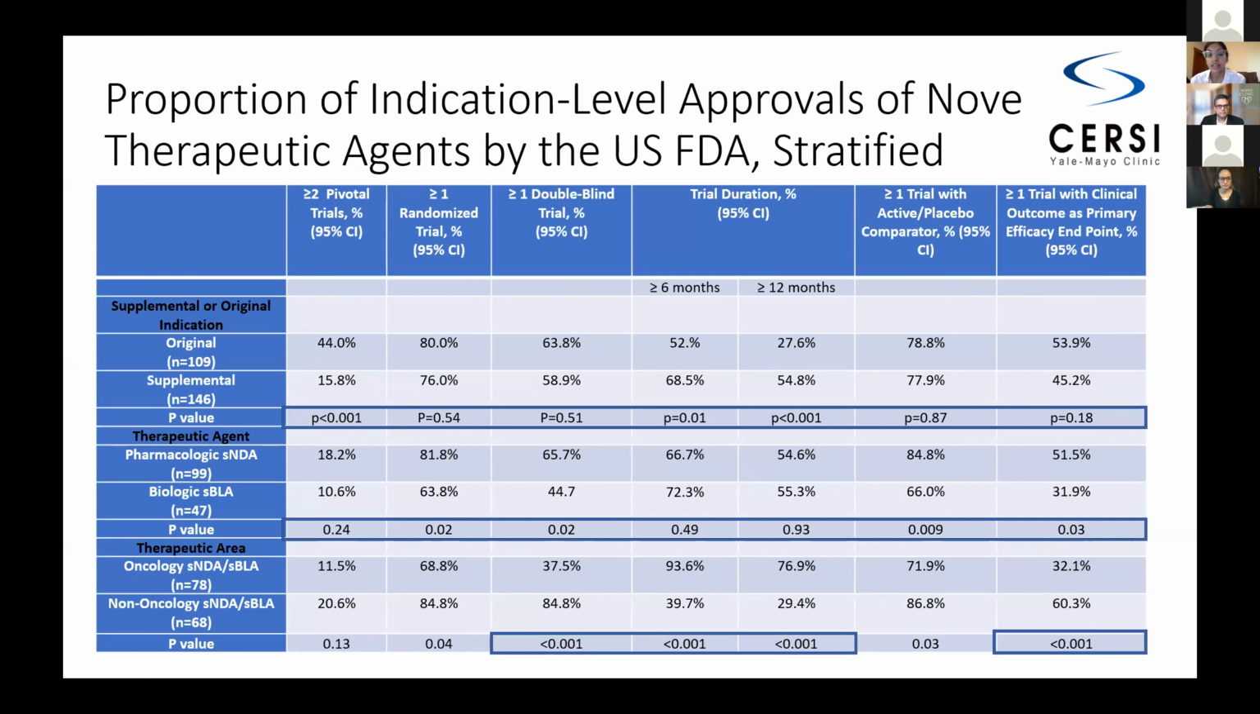Next slide, please. However, there were some differences between oncology and non-oncology supplemental new indication approvals when aggregated at the indication level, with oncology indications less likely to be supported by at least 1 double-blinded trial, 1 trial of at least 6 months duration, and more likely to be supported by at least 1 trial of 6 months duration and 1 trial of 12 months duration, and less likely to have at least 1 trial with a clinical outcome as a primary efficacy endpoint. Next slide, please.